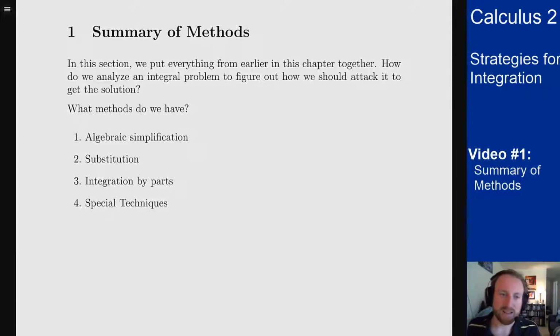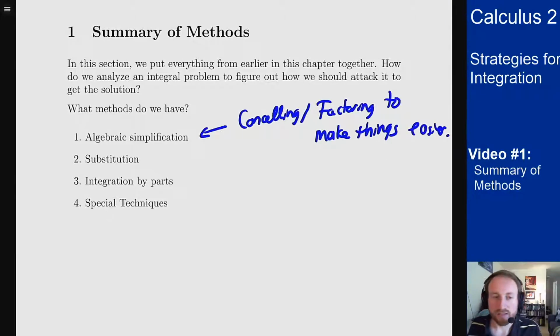So what are the big classes of methods that we have for solving these problems? Well, we have algebraic simplification, we have substitution, we have integration by parts, and we have other special techniques that I'll clump all together at the end here. So what do we mean by algebraic simplification? This is the idea of converting an expression into something that's easier by canceling polynomial terms or factoring things out, things like that, to make the expression easier to handle.